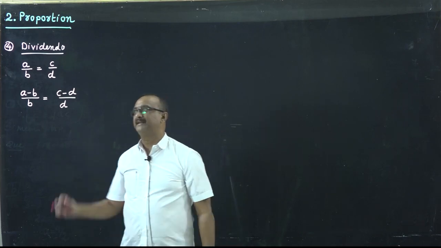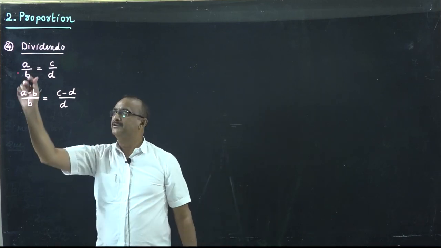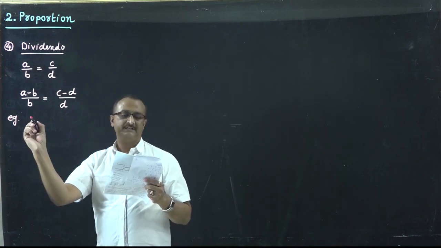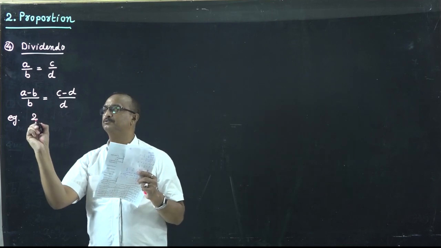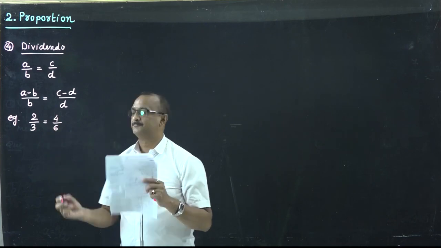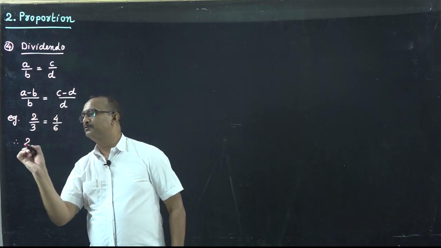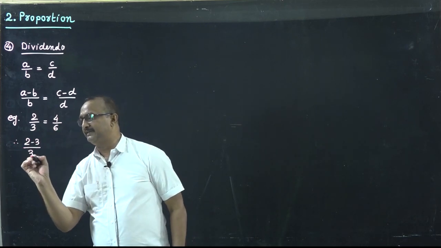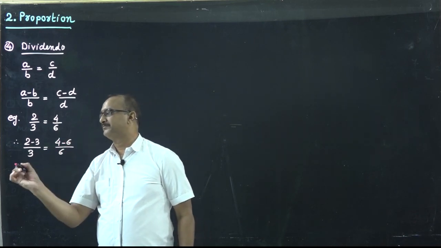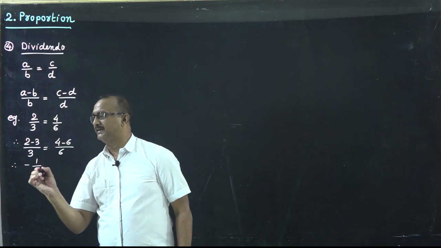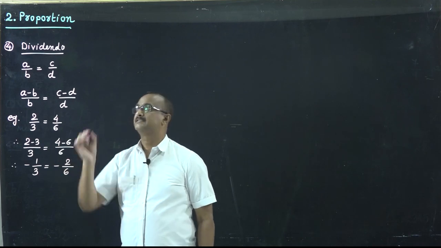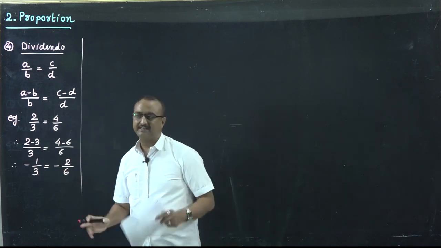We can subtract denominator from numerator. Result will be same. For example, we are taking the same example, 2/3 is equal to 4/6. So 2 minus 3 upon 3 is equal to 4 minus 6 upon 6, and it is equal to minus 1 by 3 equal to minus 2 by 6, and both the results are equal.